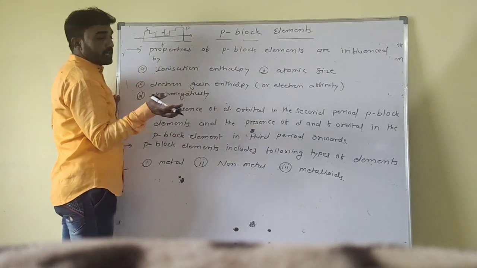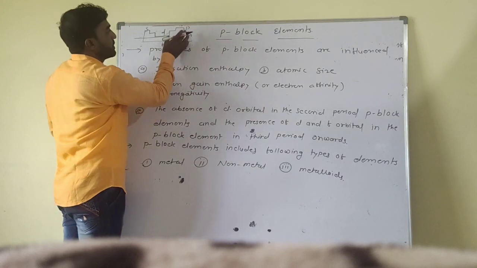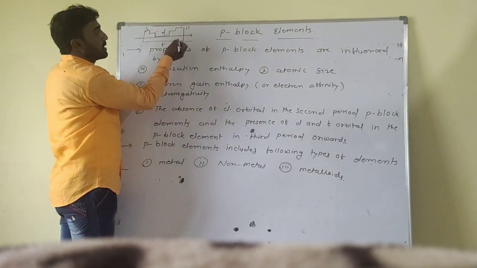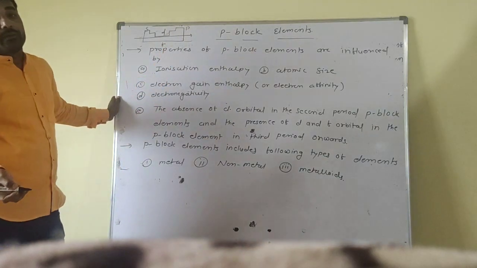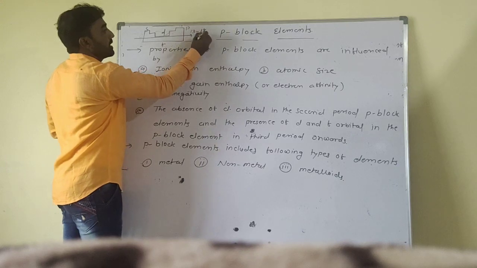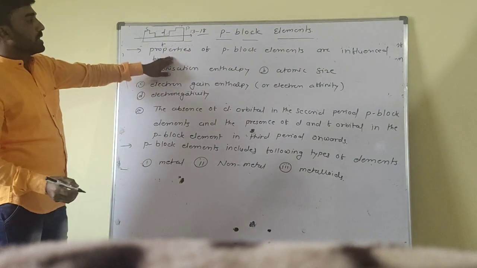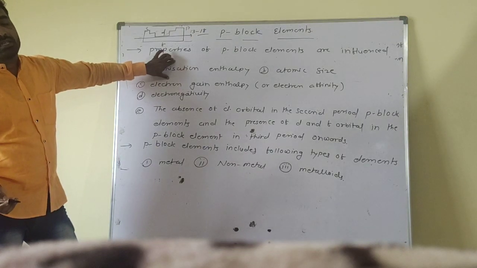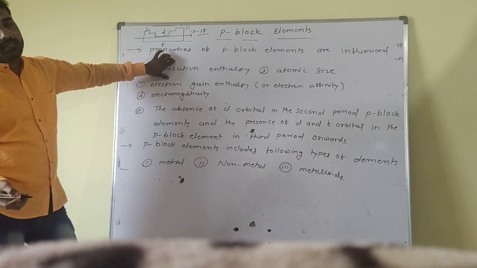And you know from the previous point that the p block elements are positioned in the periodic table on the right side, in groups 13 to 18. So the properties of p block elements include ionization energy. Ionization energy means the energy required to pull out the last electrons in the orbitals.